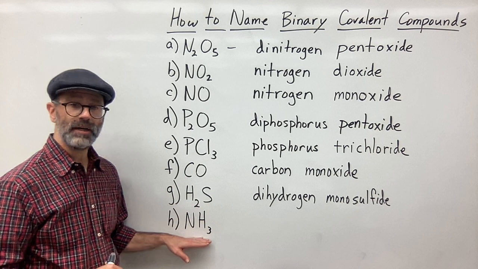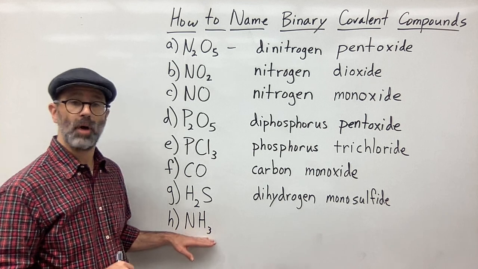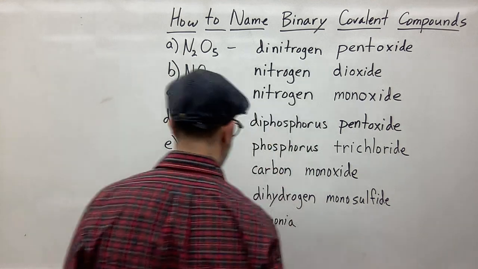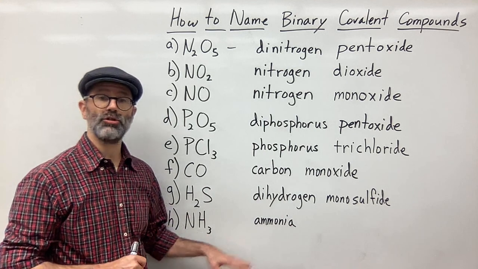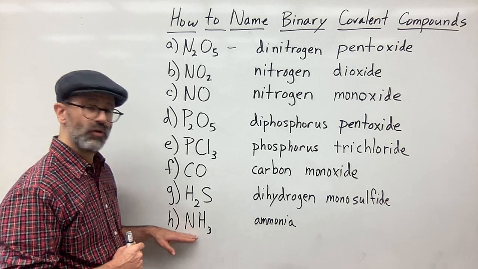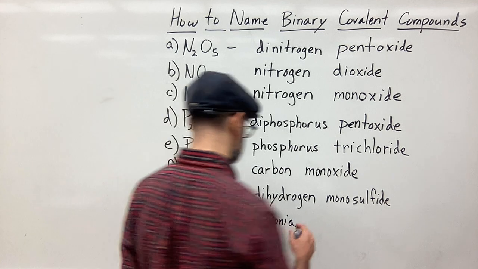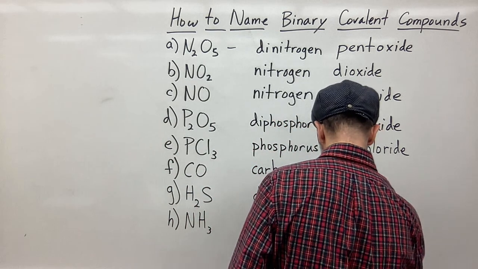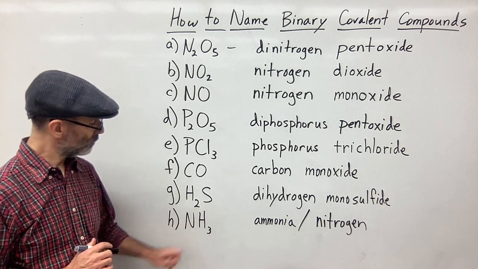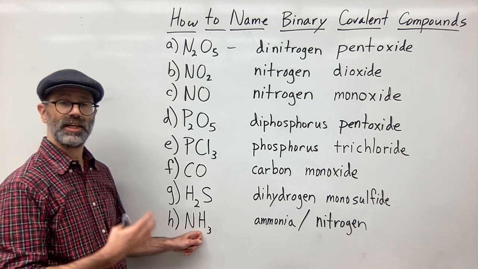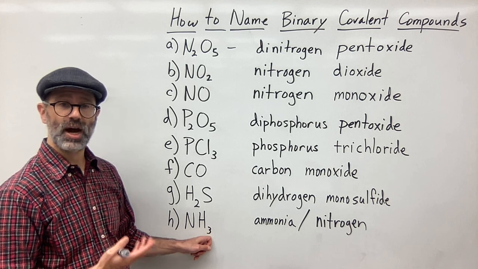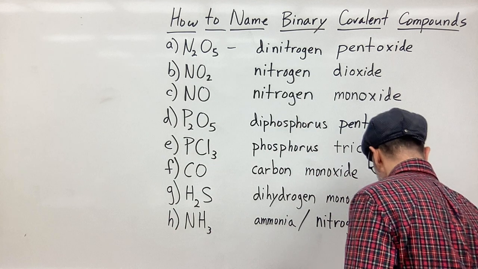And finally, we have NH3. So here you might know this by the common name, which is ammonia, right? That's the common name. But if we're going to name it according to the rules of binary covalent compounds, we would break it up into its two parts. For the first one, we have one nitrogen, so it's just nitrogen. Again, if you only have one of the first element, then there's no prefix. We don't use mono. And then we have three hydrogens. So hydrogen, you drop the ending, you add IDE, so it's hydride. And then you have three, so we use the Greek prefix for three, which is tri, so trihydride. So nitrogen trihydride.